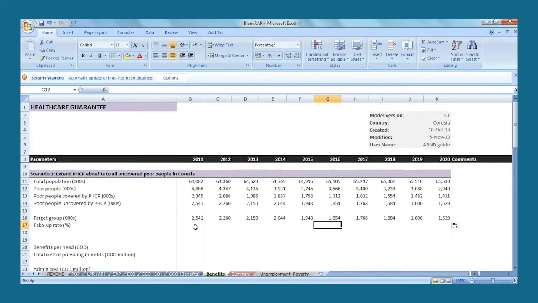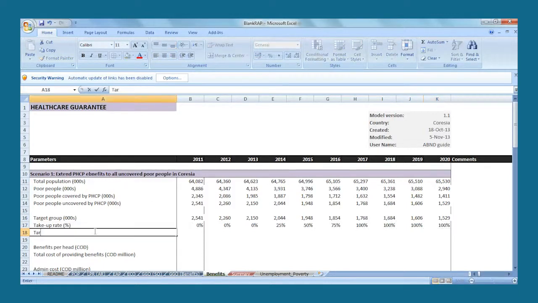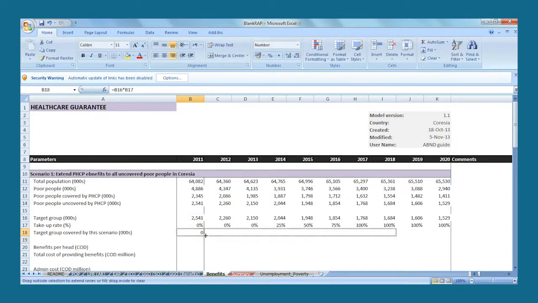The take-up rate is written as 0% until the current year, 2013. We can assume the government will start implementing the scheme in 2014, and the take-up is 25%. This increases to 50% in 2015, 75% in 2016, and full coverage or 100% from 2017 onwards. Thus, the target group covered by the scenario is the total target population multiplied by the take-up rate in each year.